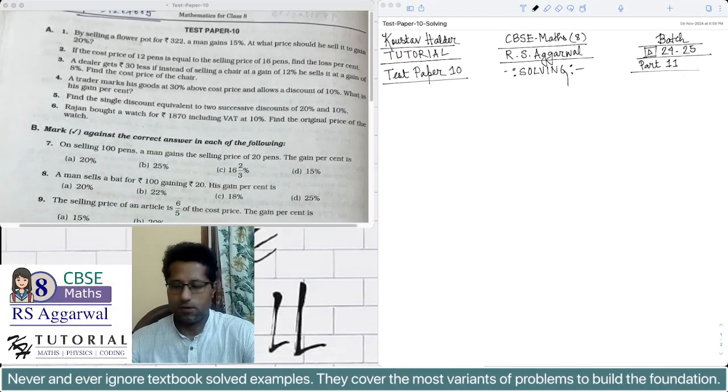Okay, so I have the test paper 10 on the left hand side. I hope the fonts are big enough so that you can read the problems clearly. On the right hand side, I will solve the problems. After solving a problem, I will pause for a few seconds so that you can take a screenshot of the solution if you think it will help you. Okay, so let's start solving the problem.